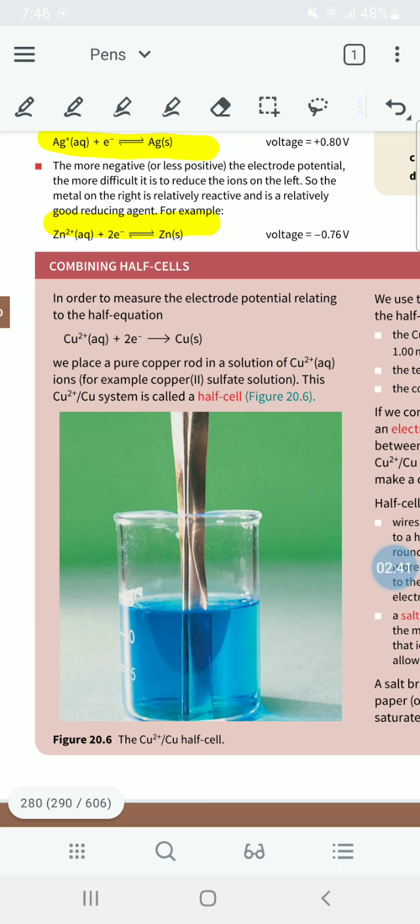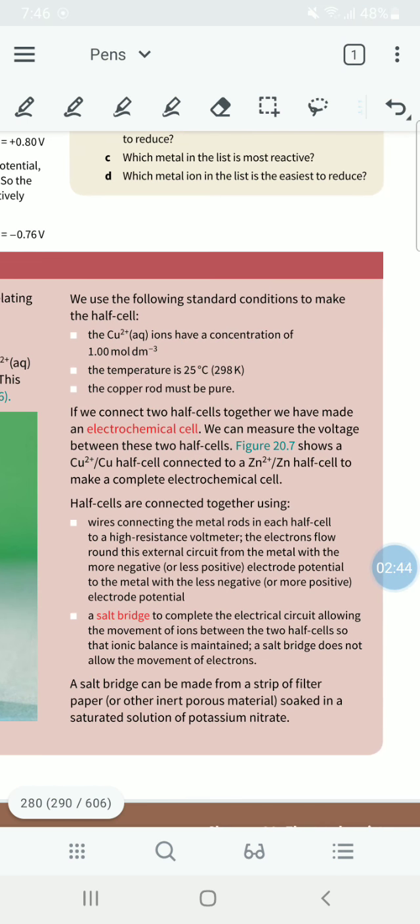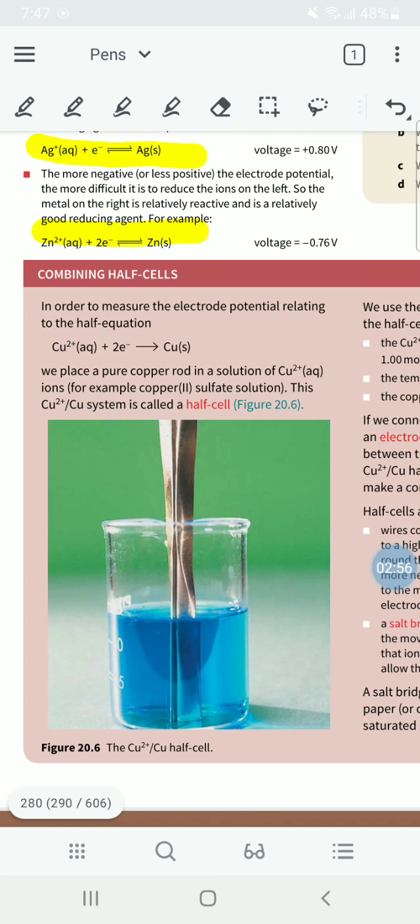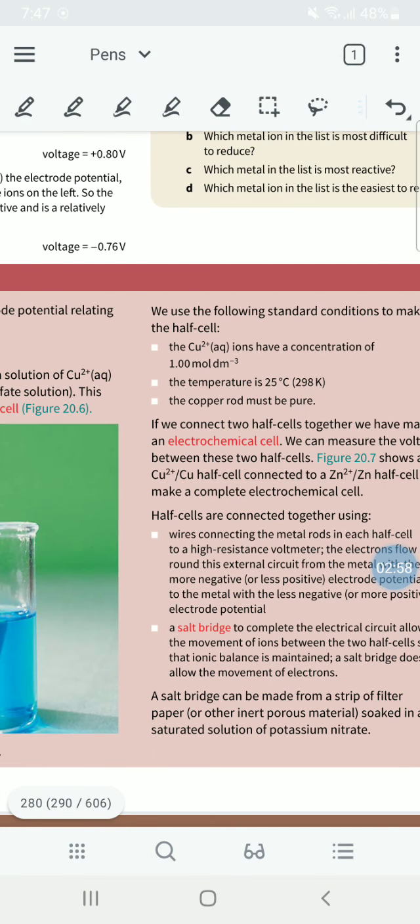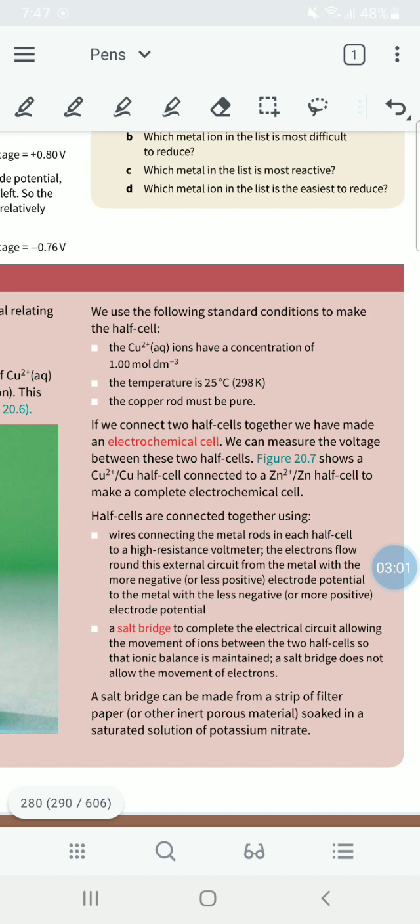Then we use the following standard conditions to make the half cell. So in this half cell, these standard conditions need to be met. Copper ions have a concentration of 1 mole per cubic decimeter. So this blue color solution of copper sulfate needs to have 1 mole per cubic decimeter concentration. Now when you answer paper 52, you would have to know how to make the standard solutions. You have to have that general background information. You need to have a thorough knowledge about that.